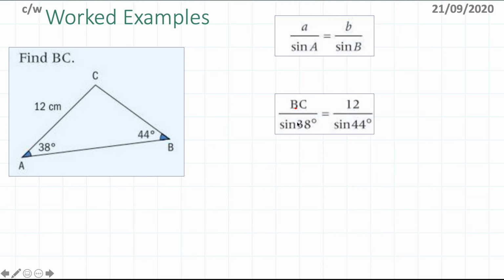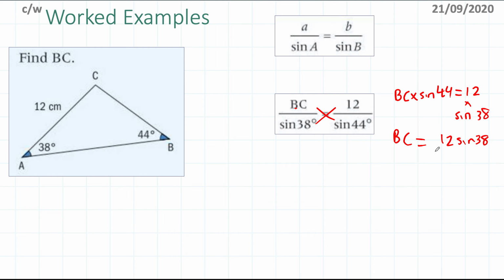So what we're going to do is substitute the values. Sine A is just sine 38, B is 12, and the angle at B is 44, so sine 44. Now you can either cross multiply here, so you end up with BC times sine 44 equals 12 times sine 38. That's one option, and then you divide by sine 44, so you end up with BC equals 12 sine 38 divided by sine 44.